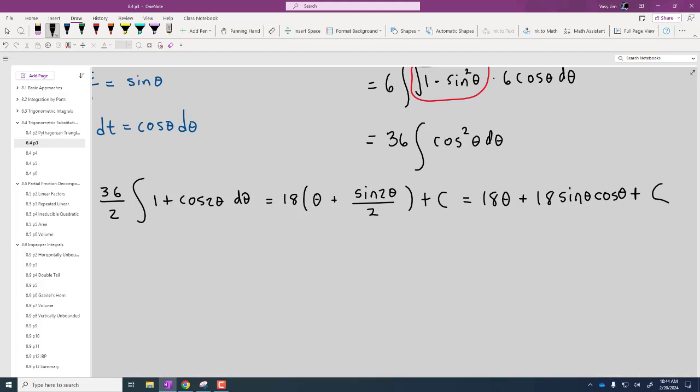Why is it not 9? Because this becomes 2 sine theta cosine theta, and these 2's are canceling.